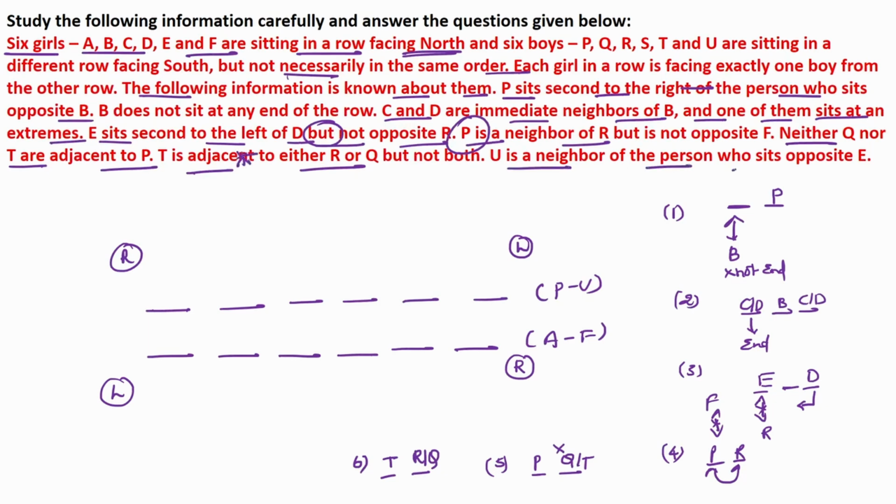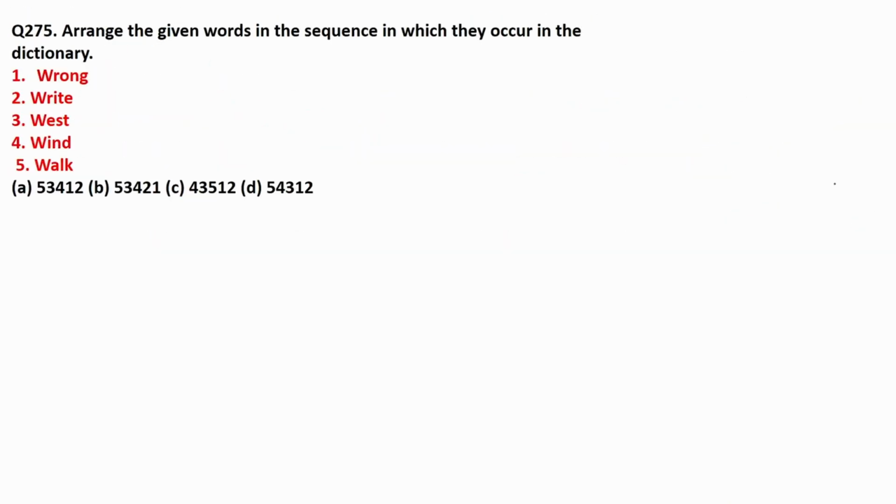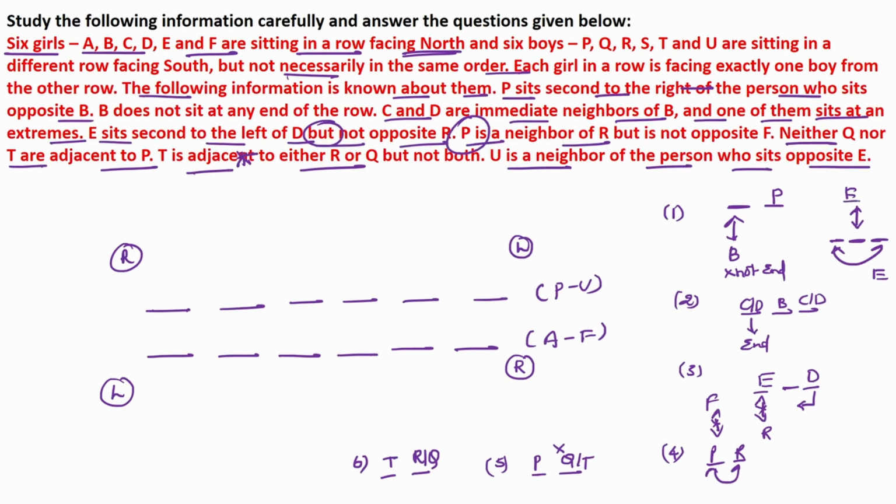U is the neighbor of the person who sits opposite to E. There is one person opposite to E, remember, guys, and U is the neighbor of that person. So that is the whole data we have.